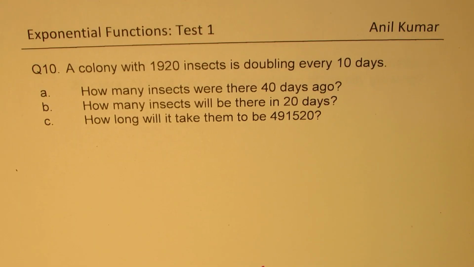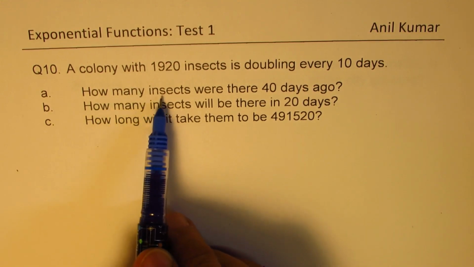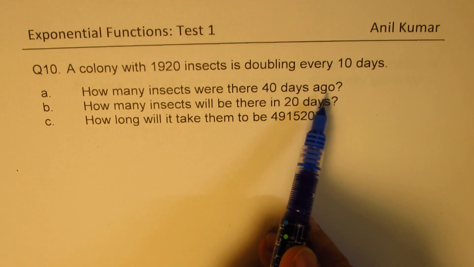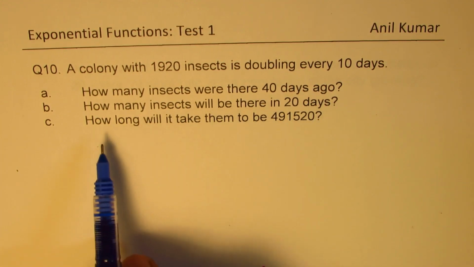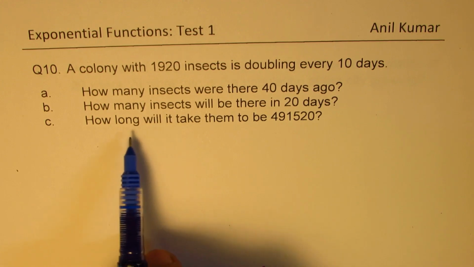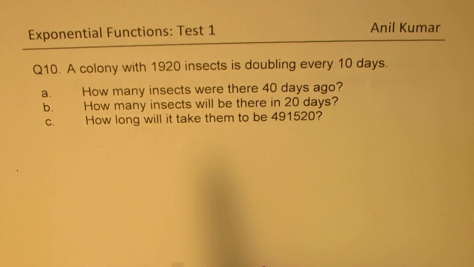Number 10. A colony with 1920 insects is doubling every 10 days. We have 3 questions related to this information. How many insects were there 40 days ago? How many insects will be there in 20 days? How long will it take them to be 491,520?